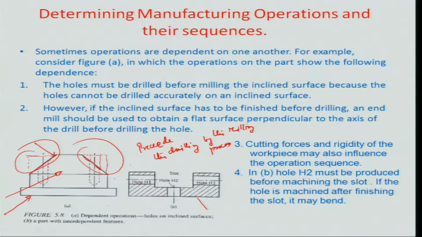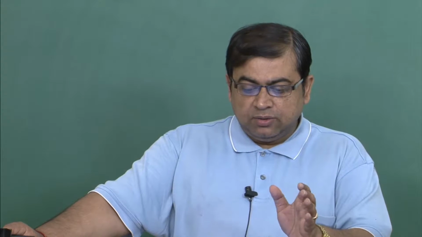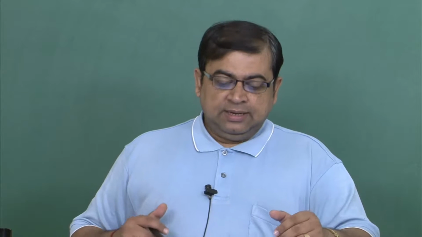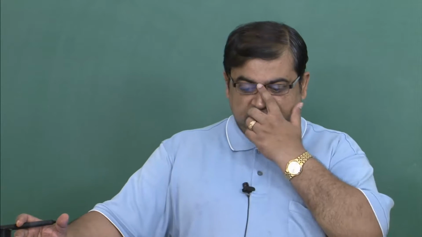For example, in this particular part, you can see that the hole H2 must be produced before machining the slot here, because otherwise, if you produce this hole after the slot has been cut, there is a chance of this section bending and deforming. So determining such manufacturing operation sequences is very important from the engineering requirement point of view. Therefore the CAP, or computer assisted process planning, should work on such experiential models to determine what comes first and what comes next, to determine the whole manufacturing process sequence.